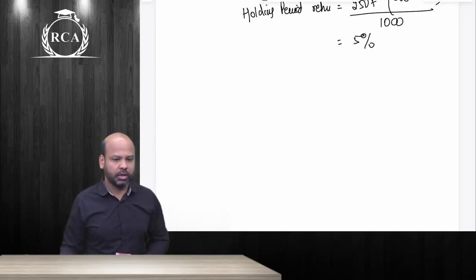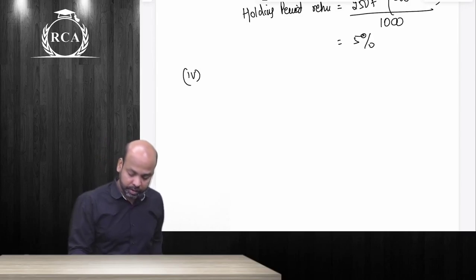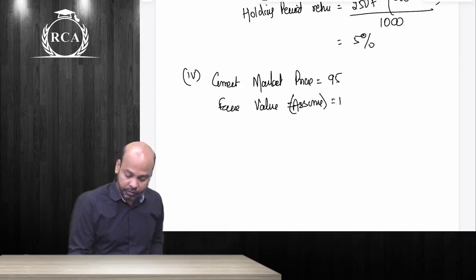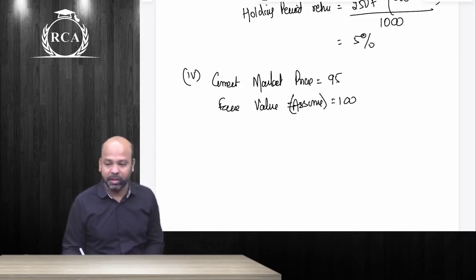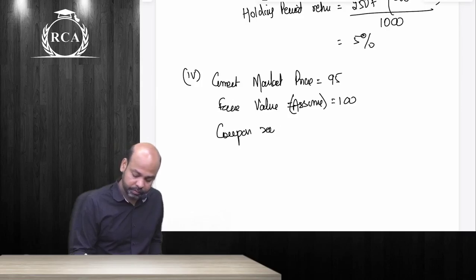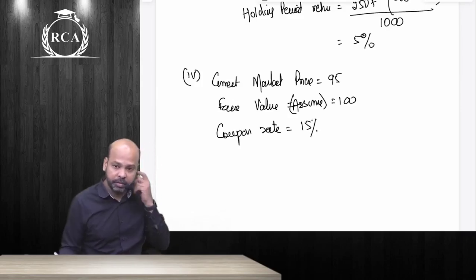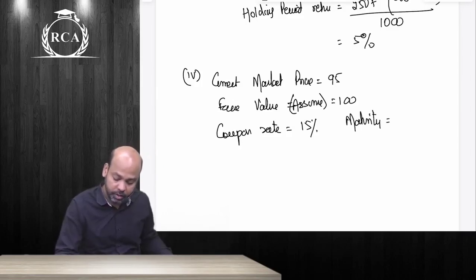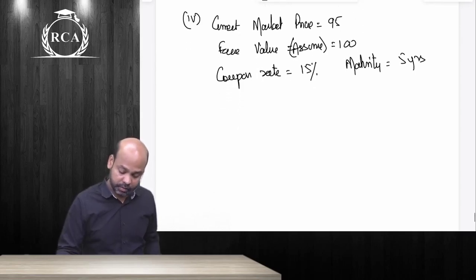Yes, kids, have you all done? Fourth part. What did you write, guys? What is the current market price? Current market price is 95 rupees. What is the face value of the bond? It is given, right? Assume 100, because the current market price is closer to 100 rupees. You will have to take the face value to be 100. What is your coupon rate, guys? Coupon rate is 15%. Are we clear about this? What is the maturity period? Maturity period is 5 years.